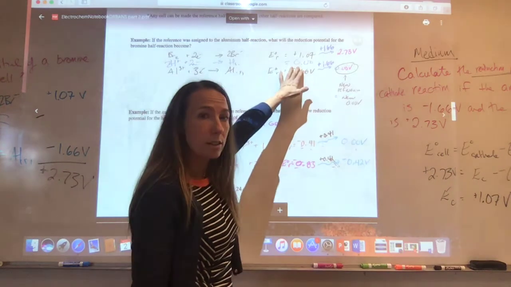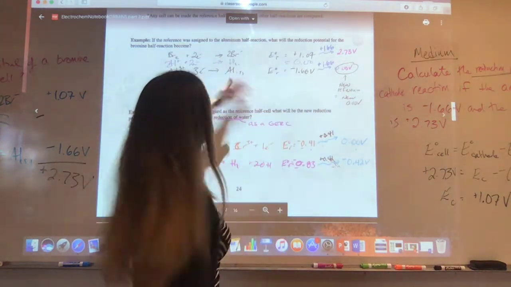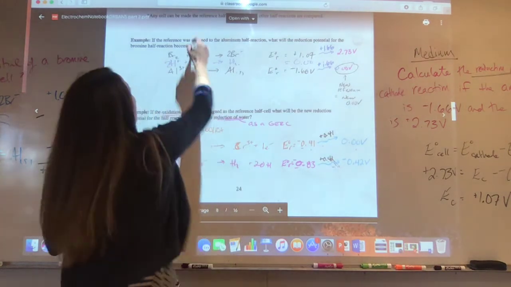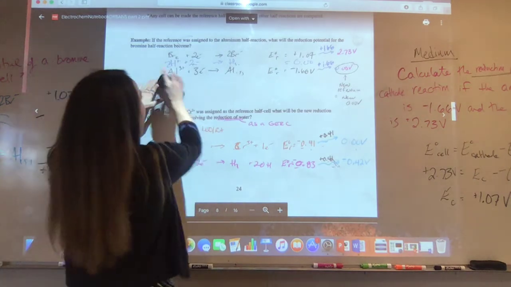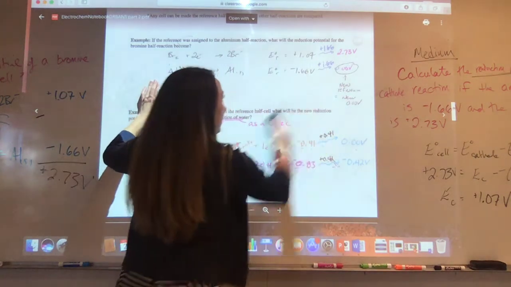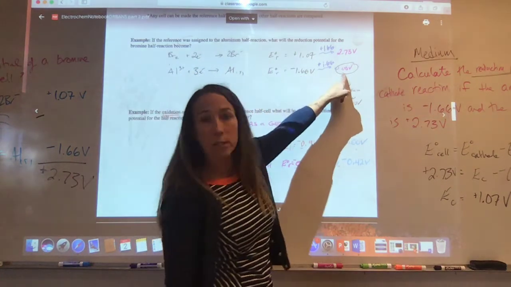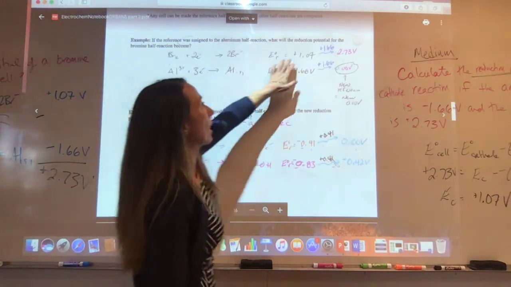So these questions are saying, what if we change that reference cell? What if the reference cell wasn't hydrogen anymore? What if the reference cell was now the aluminum half reaction? So it's saying, what if I take my data booklet and I change it so the aluminum half reaction is now 0? How would that change the bromine half reaction?